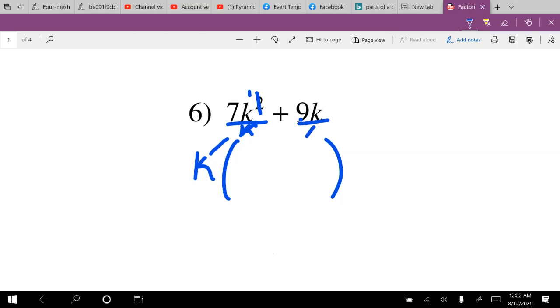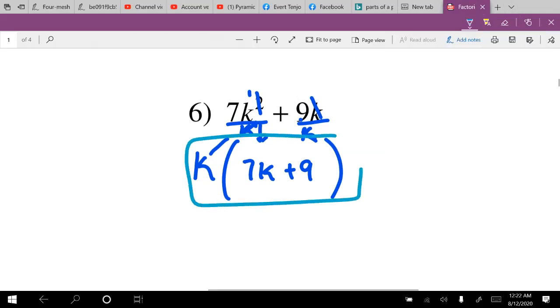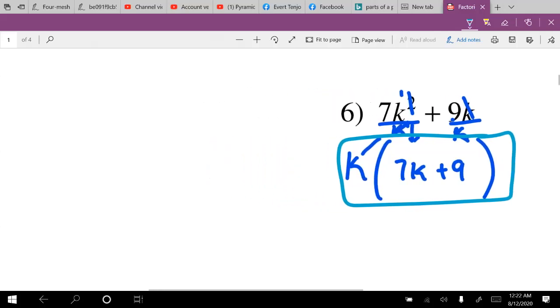So this K will cancel one of this K, and we're left with 1. I'm going to divide this by K. And that K cancels this. So we're left with 7K plus 9. That is the answer. Okay, let's try another one.